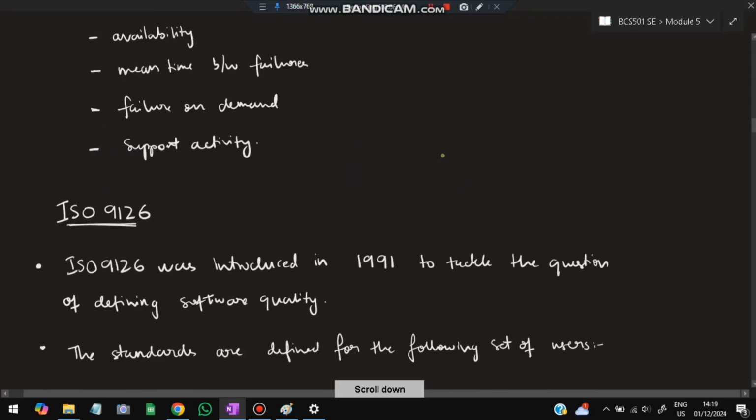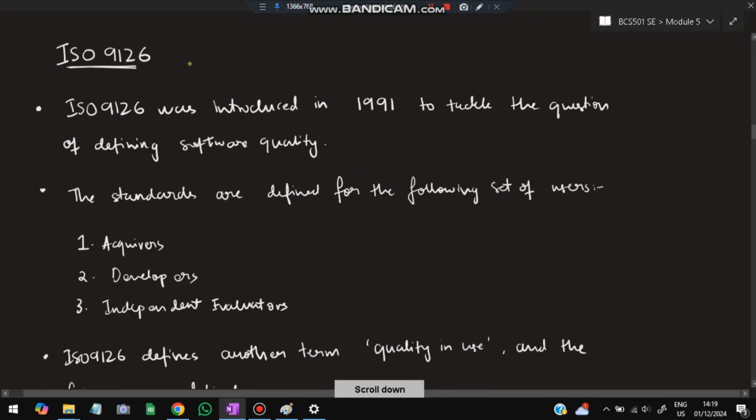Okay, moving on to the second topic, which is ISO 9126. What is it? It is a software quality model. In a software quality model, we define some standards which will be used for evaluating if a product is good or not. Why was this introduced? ISO 9126 was introduced in 1991, to tackle the question of defining software quality.